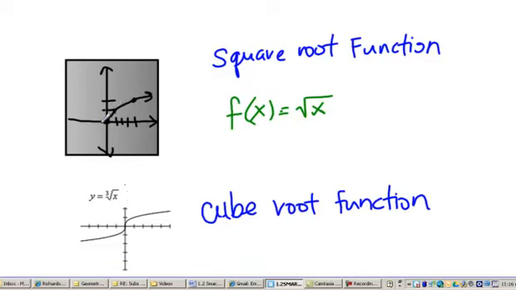So the points I want you to put are 0, 0, 1, 1, and 4, 2. Because remember, if you plug it into your calculator, if you do the square root of 4, it only gives you 2. It doesn't give you negative 2 as well. But we all know that it's positive 2 and negative 2.